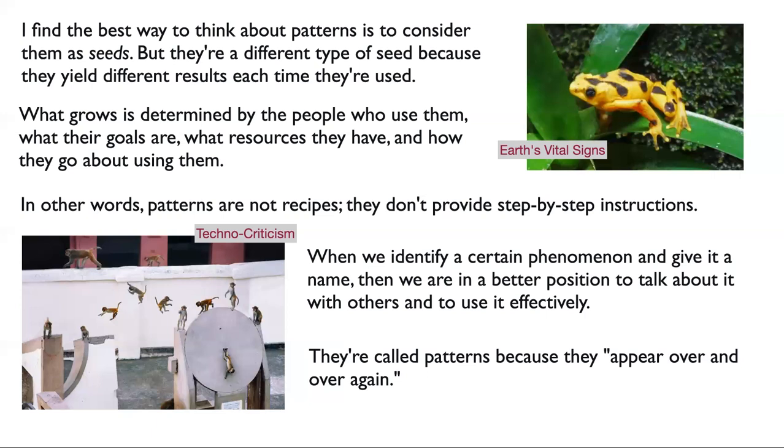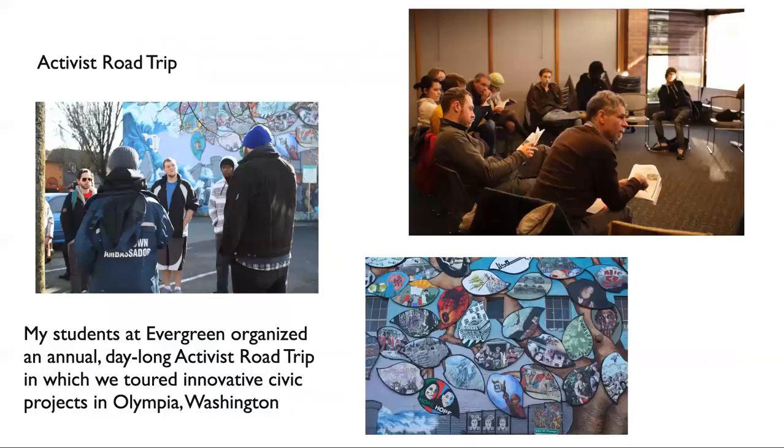And I have two illustrated ones from my book, The Liberating Voices Pattern Language. We have this frog, and it's Earth's Vital Signs, one of our patterns. And the one on the left is for Techno-Criticism, which of course is central to computers and society. One of the patterns is an Activist Road Trip. We were reading the book in my class at Evergreen, and a student said, we have to go on an activist road trip. And everybody agreed. So from that point on, every year we did an activist road trip, which students organized. These are some photographs from that.